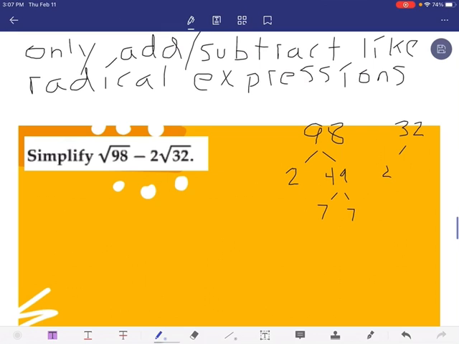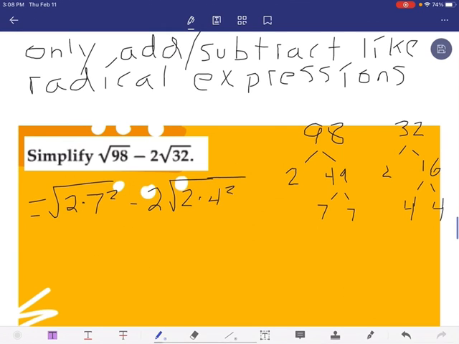Then I look at 32. Well, 2 goes into that 16 times, and 16 is going to be a perfect square of 4 and 4, which means that we could rewrite this as 2 times 7 squared minus 2 times the square root of 2 times 4 squared. So notice that for my 7 and my 4, because they have a squared along with them, they would reduce with my radical.